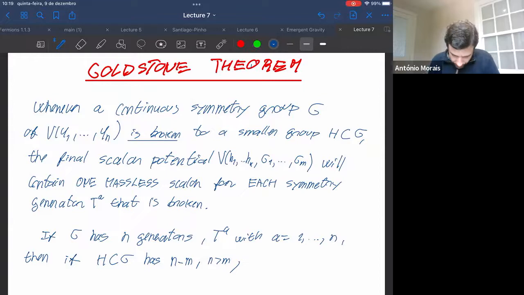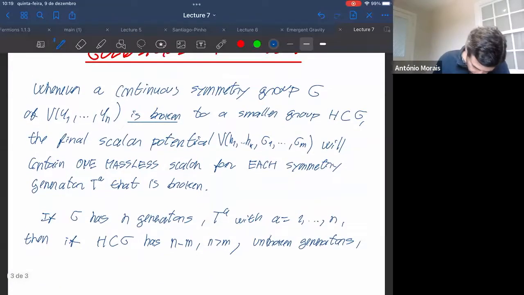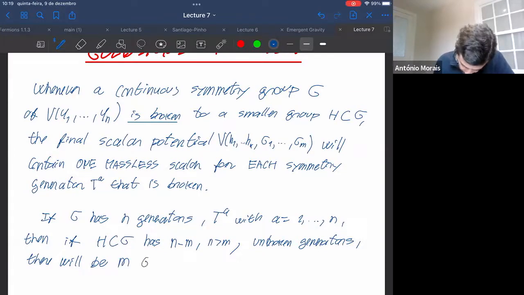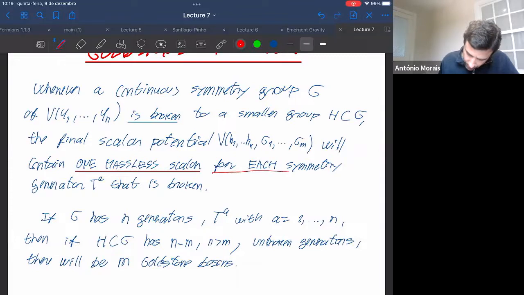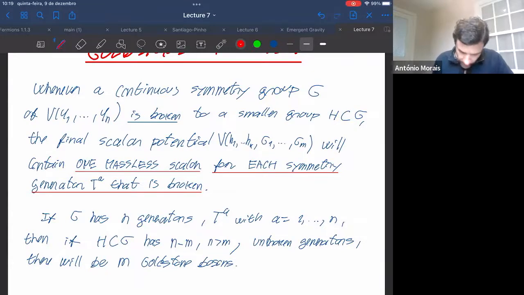Then there will be n minus m Goldstone bosons. So as I said, there will be one massless scalar, which is a Goldstone boson, for each symmetry generator TA that is broken. So if H contains m generators, it means that n minus m was the number of broken generators of the G symmetry. So there will be n minus m Goldstone bosons.